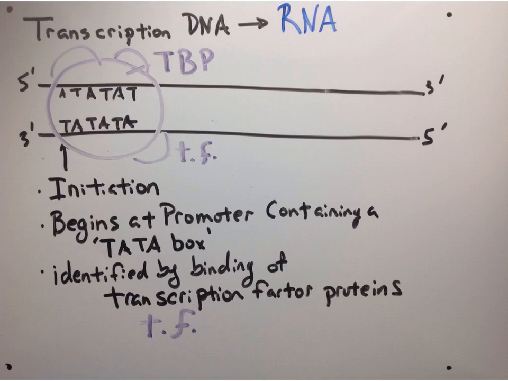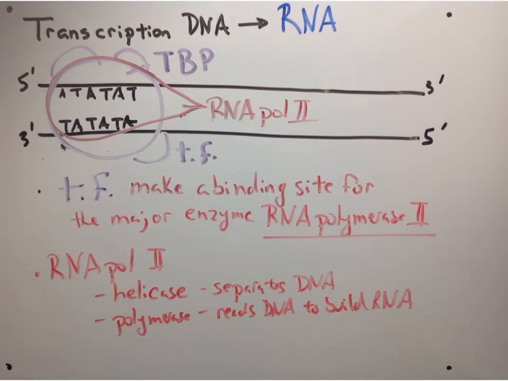The start site for transcription is the beginning of a gene, which is marked by a stretch of nucleotides called the promoter. In eukaryotes, the promoter typically contains a sequence of TA repeating, which is called the TATA box. The promoter is the binding site for proteins called transcription factors, which attach to the promoter and make a platform or a landing site for our major enzyme. The major enzyme that does transcription is called RNA polymerase II.